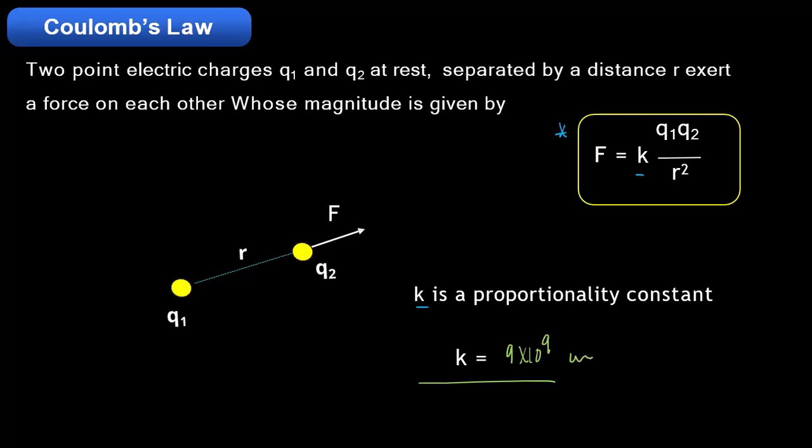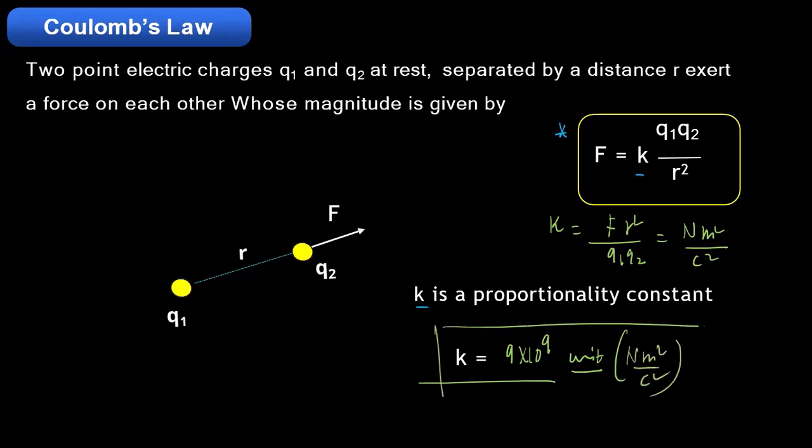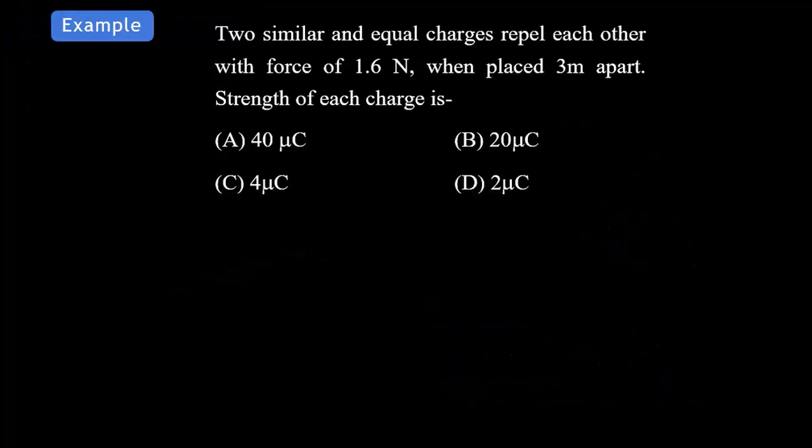Now regarding the unit, what is the unit? If I write the expression, K should be equal to how much? F into R square divided by Q1 Q2. Okay, so F is in Newton in SI system, R square is in meter square, divided by Coulomb square, because Q1, Q2 both are in Coulomb. So what is the unit for K? K is basically Newton meter square by Coulomb square. Okay, so K is called the proportionality constant, or it is known as Coulomb's constant.